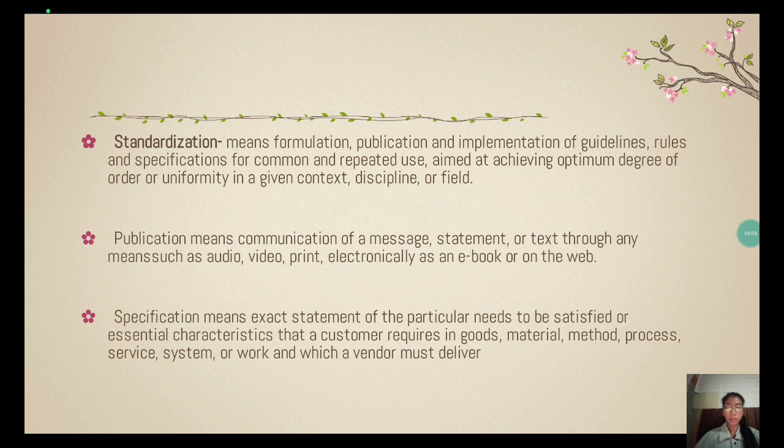Standardization is the process of developing, promoting, and possibly mandating standards based and compatible technologies and processes within a given industry.